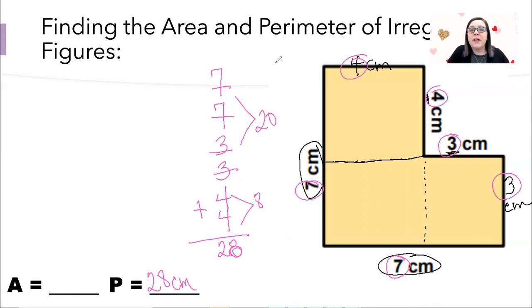Now I'm going to change my color and we are going to find the area. Remember, when I have an irregular figure, I've got to cut that shape so that I have 2 regular shapes. So either squares or rectangles. And that way I only have 1 length and 1 width to multiply for both. All right, so I'm going to look at this top one up here. I've got 4 by 4.